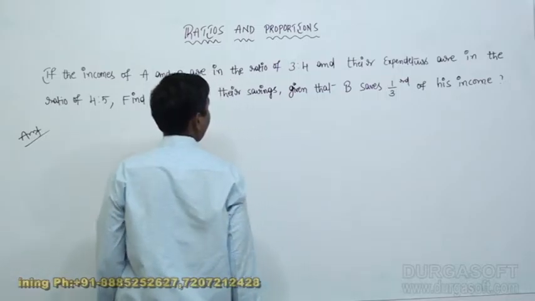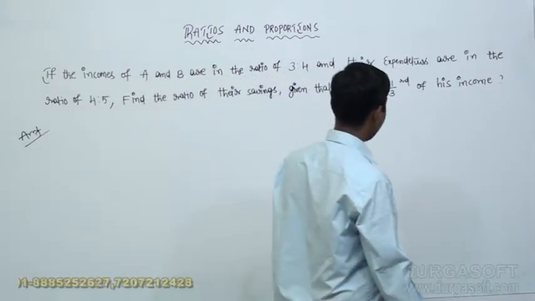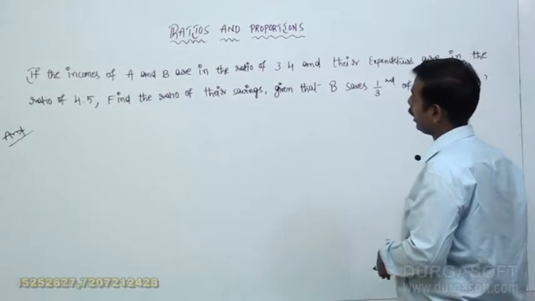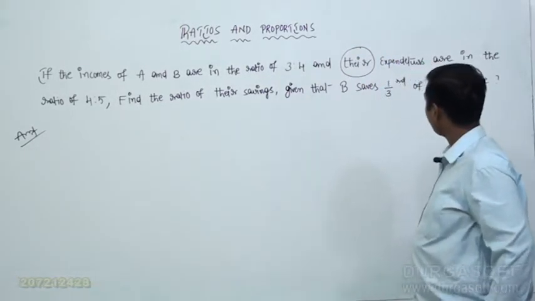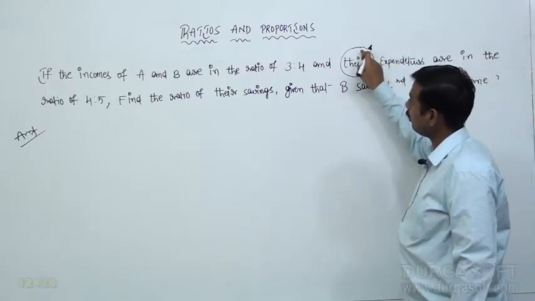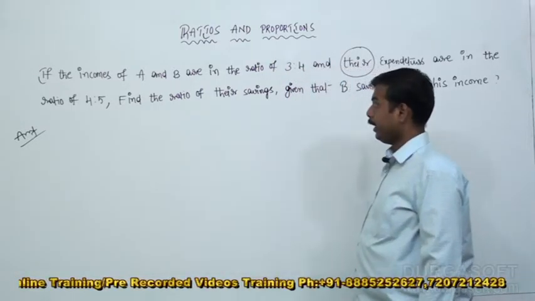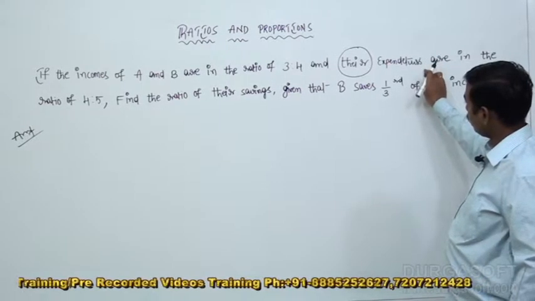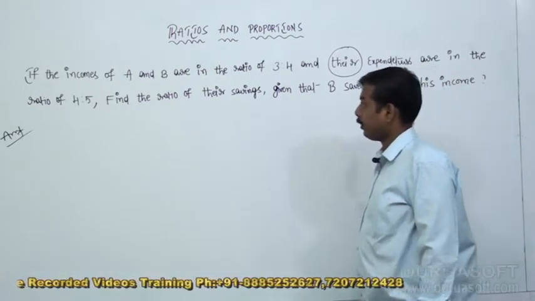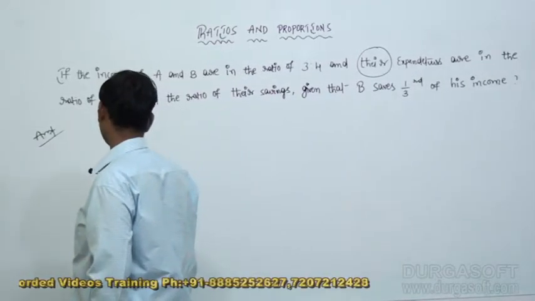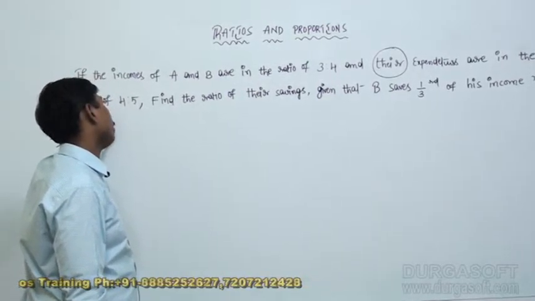Very good. And their expenditures are in the ratio of 4:5. This means here we are talking about them. There is reflecting to whom here? It is reflecting to both of the people in that first statement, that is A and B only. A and B's expenditures are in the ratio of 4:5. That is what I mean here. A's expenditure is how many parts? A's expenditure is 4 parts. And B's expenditure is how many parts here? 5 parts.